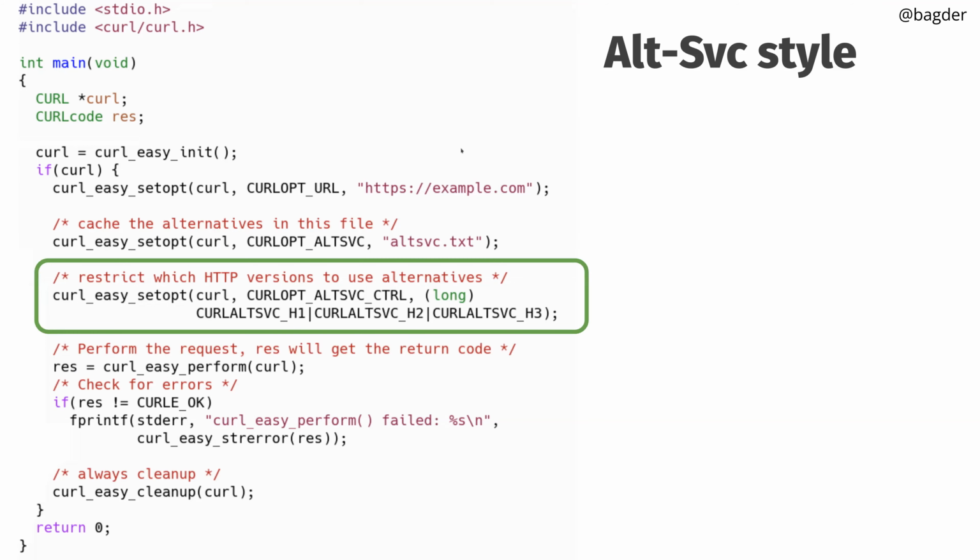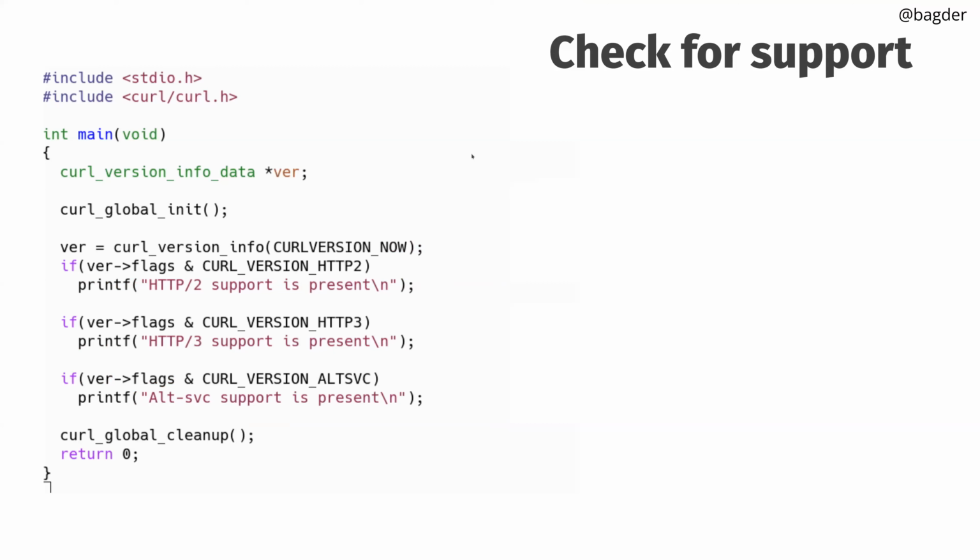You lose a round trip with this, so you have to actually ask a server first, and the server can tell the client, hey, the next time you try me, you can talk H3 to this server over there, and curl supports that. And of course, I mentioned previously how to check that you actually have HTTP3 support in libcurl. You can do it with this.